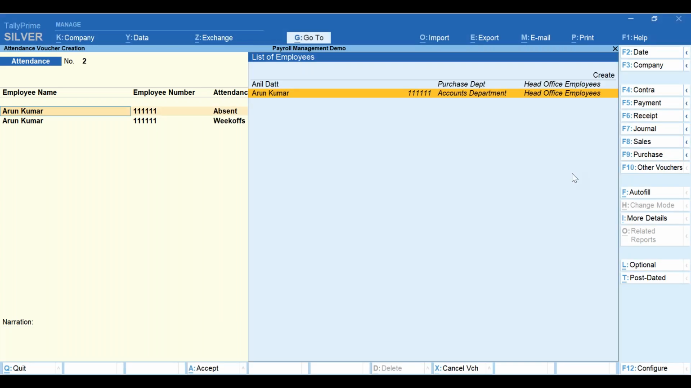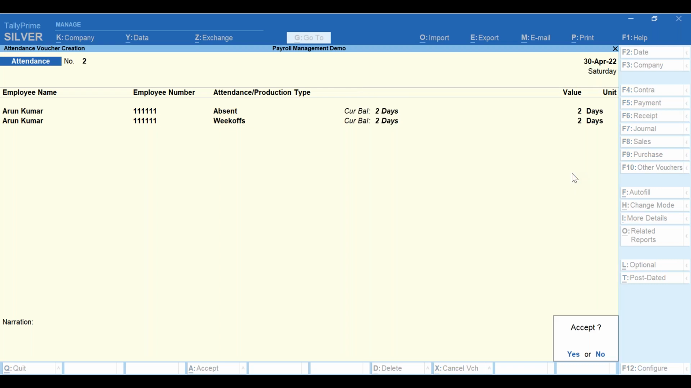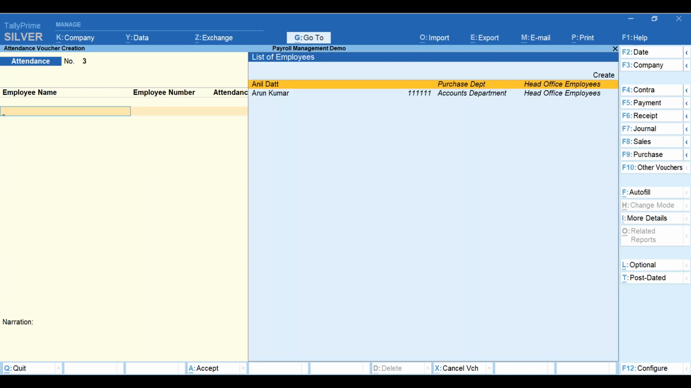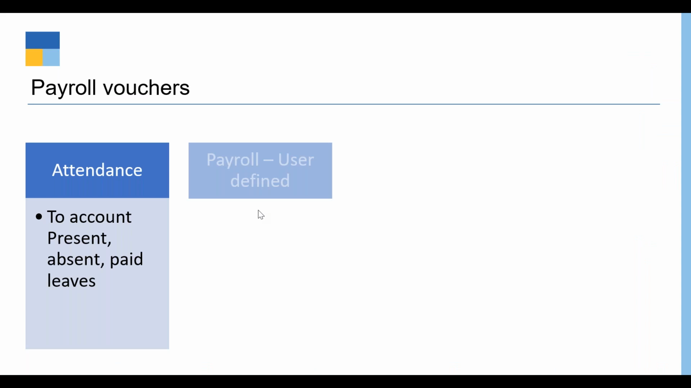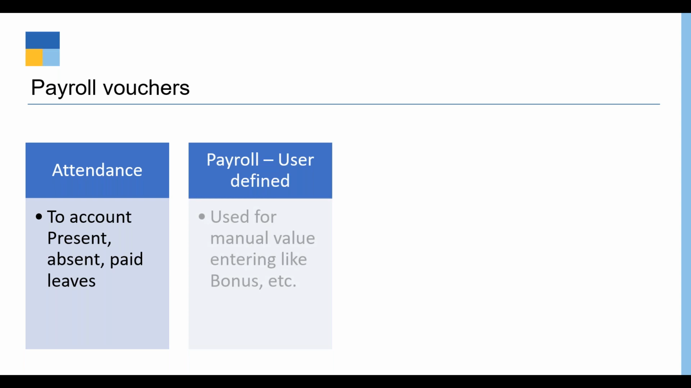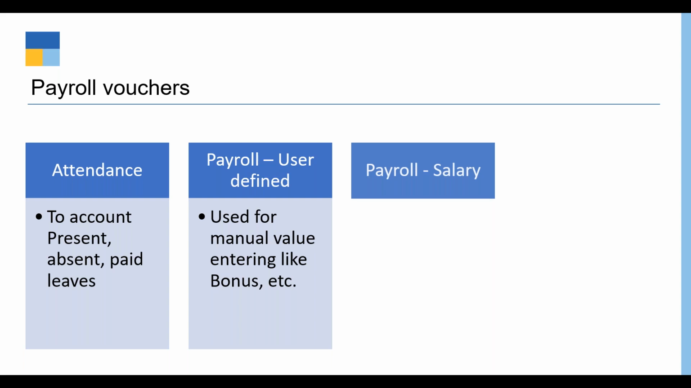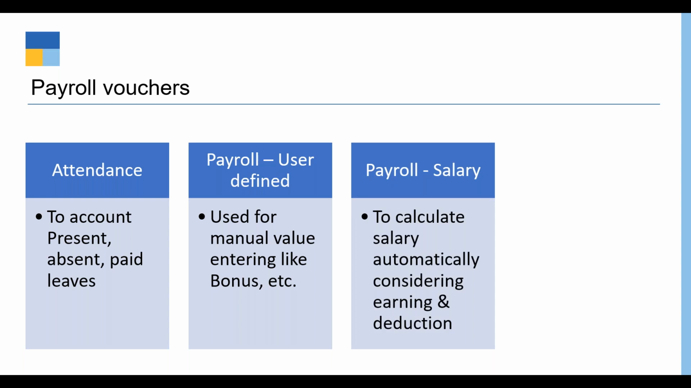So I've entered and accepted here, right? After I record the attendance voucher, the next voucher I'll be recording is the payroll voucher. If you're having any user defined pay heads defined in the employee salary, first you need to record the payroll voucher for user defined. Only after that, record the payroll voucher for salary, right? Before payroll salary, we need to create this user defined payroll voucher, because salary is the total value that you are going to compute, right?